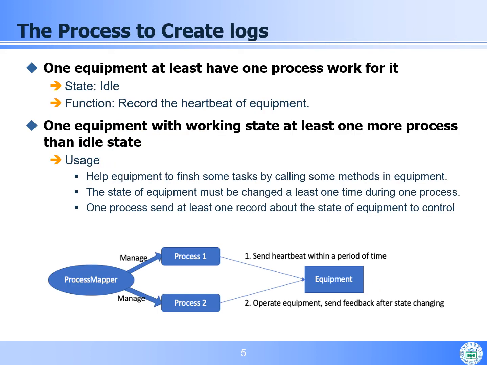Now I will explain how the equipment generates data logs. First, in every status, there is at least one process working for it to record the heartbeat of the equipment. And then, one equipment has at least one more process than in idle status to help it finish the jobs. So in those processes, when there is a status change, it will generate a record which describes the status change in this equipment at the current time.